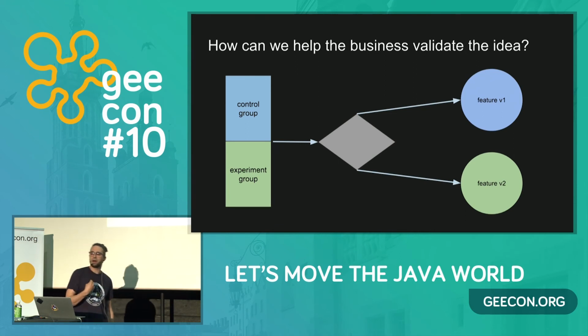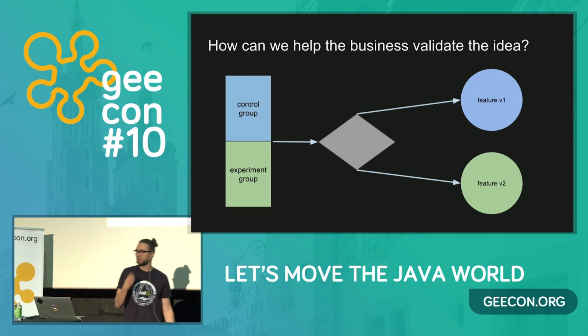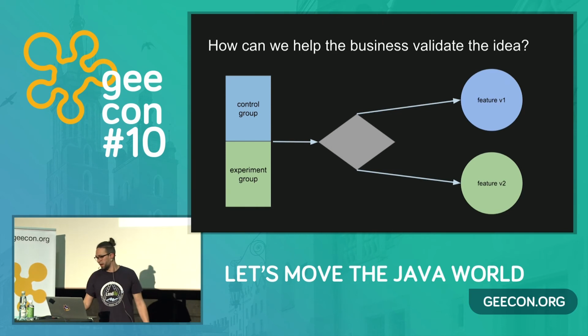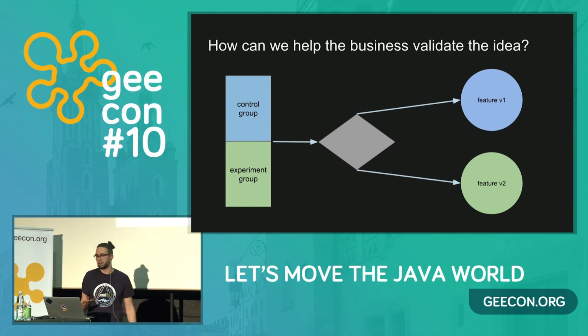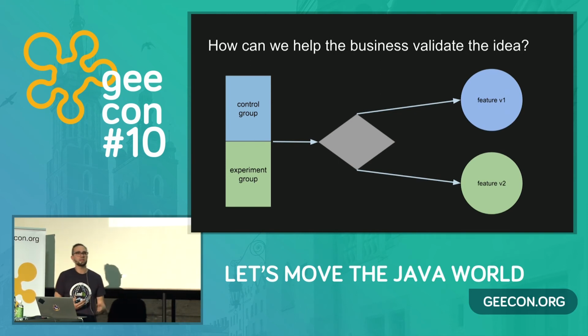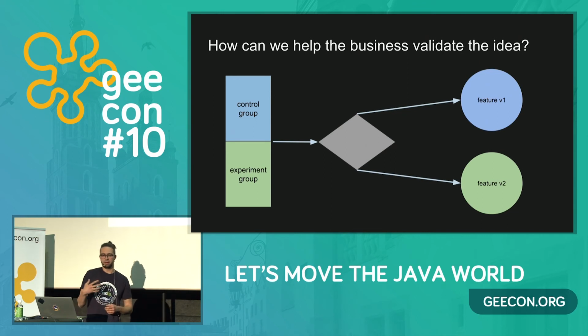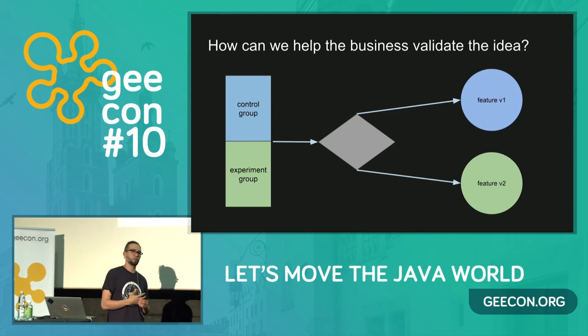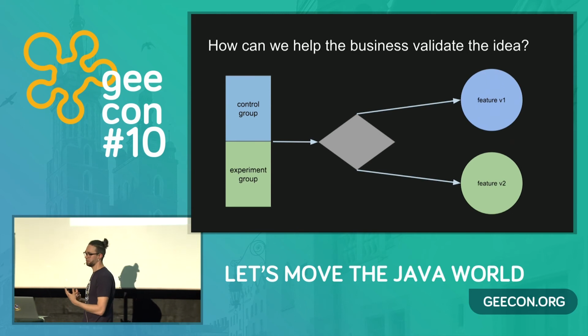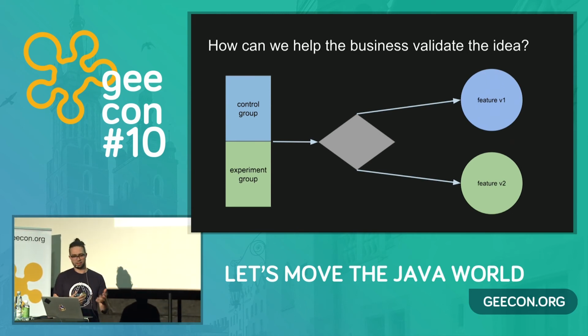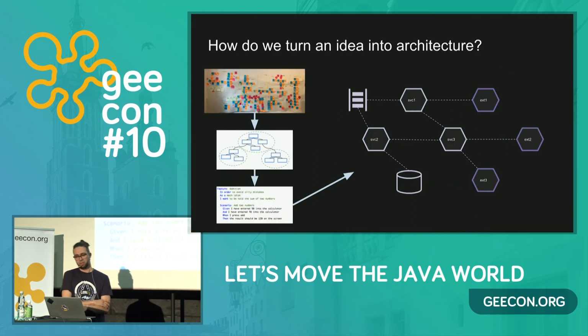And how do we do it? How can we, as engineers, help the business to validate the idea? So again, it's simple. Allow them to experiment. Allow them to choose. Do A/B testing, canary deployment. Give the business the power to choose between features. Let deployment of features be easy enough so we can test whether the control group or the experiment group performs better.